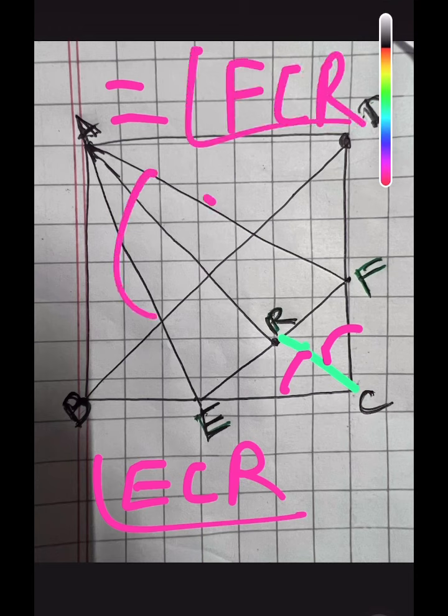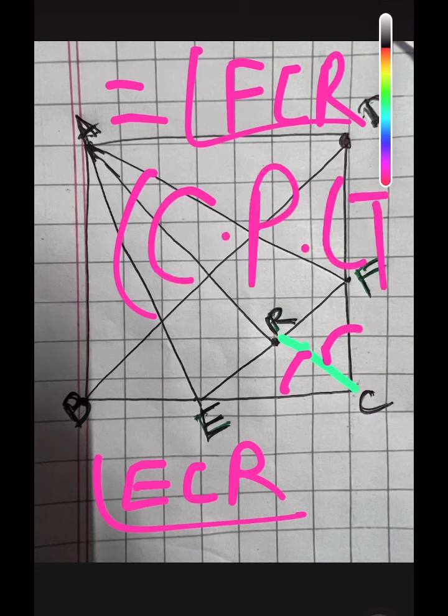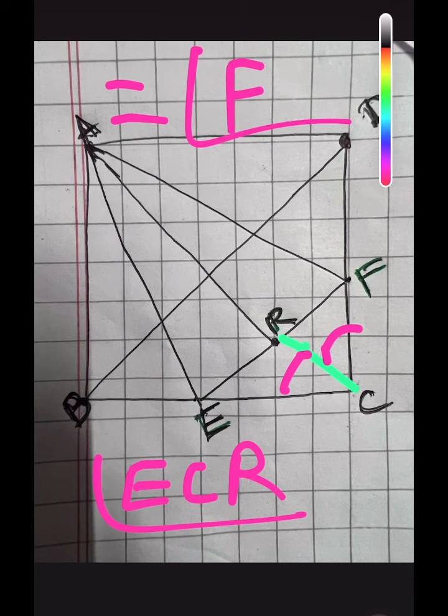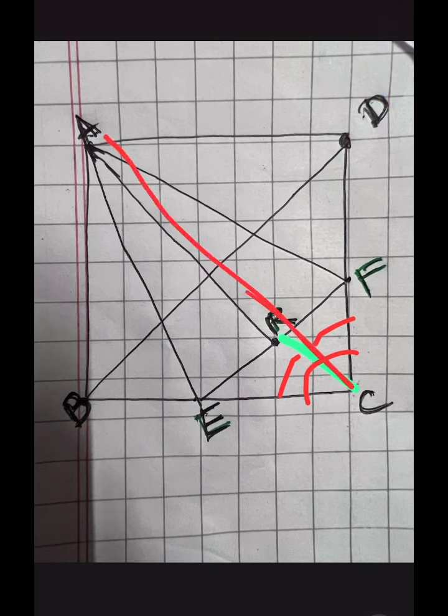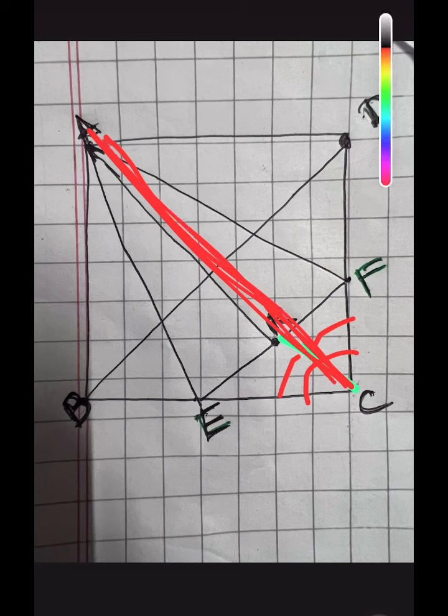How? By CPCT. Okay. Now, therefore, we can say that RC bisects angle C, isn't it? RC bisects angle C, this angle. RC is bisecting because this angle is equal to this angle. But AC also bisects angle C. AC is the diagonal, right? Diagonal of a square always bisects the angles.